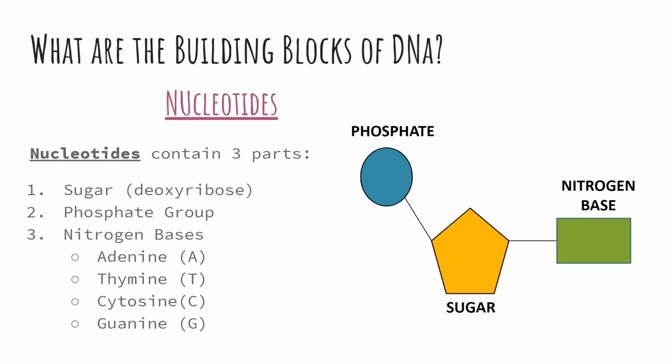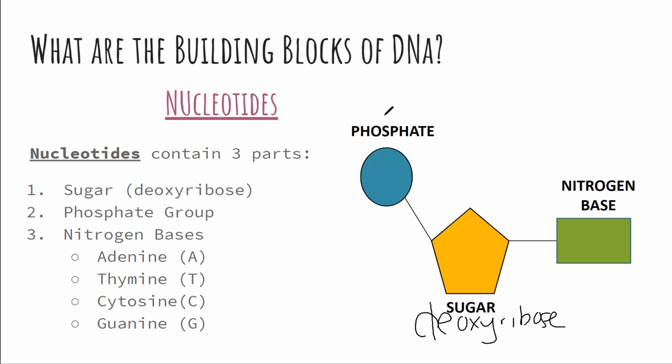Let's refresh. The building blocks, or the monomers, of DNA are nucleotides. Nucleotides have three parts: a phosphate, a sugar, and a base. DNA has deoxyribose sugar, a phosphate, and one of four nitrogen bases: either adenine, A, thymine, T, cytosine, C, or guanine, G.